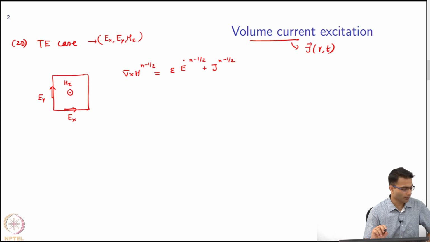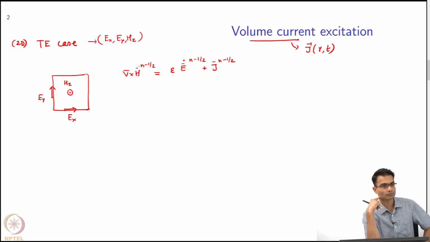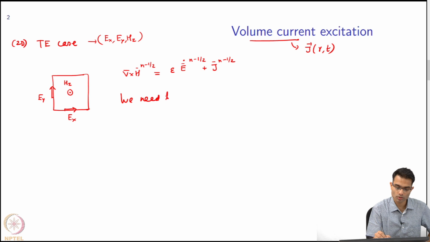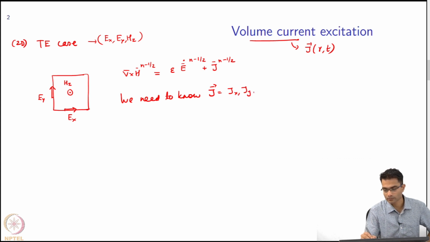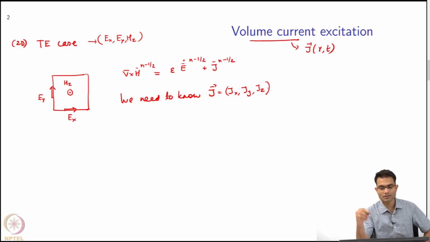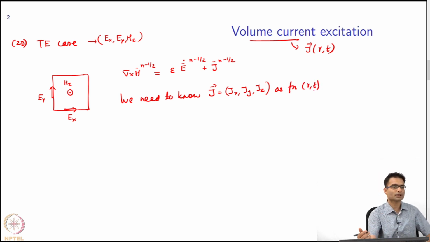So in terms of the components over here, what happens? This is a vector, remember, these are all vectors, right. So how would you implement it? So we need to know J, which is my Jx and Jy, okay, if there is a Jz also, but Jz will actually go into the other polarization. Let us leave it for now. So if I know this as a function of r and t, then wherever my update equations are, I just simply add this value of J, okay.